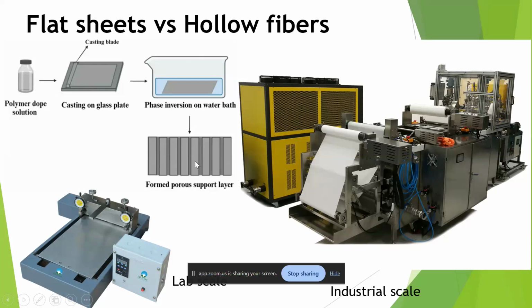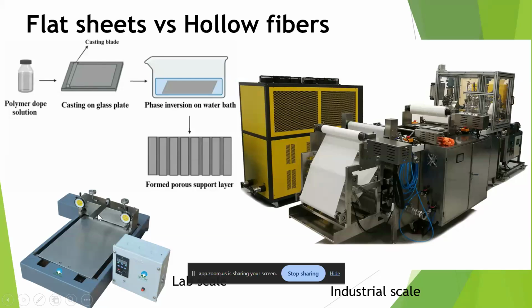These are the different machines currently used to make the different membranes. There are basically two shapes of membranes. One is a flat sheet membrane, another is a hollow fiber membrane. The hollow fiber, we have just seen the cut section, the cross section, how it is separating and things like that.